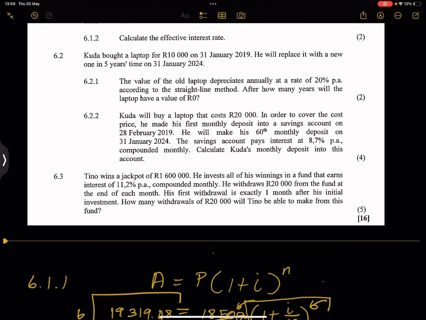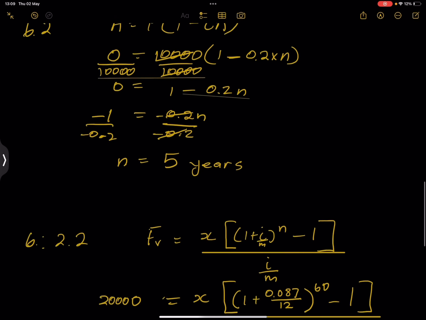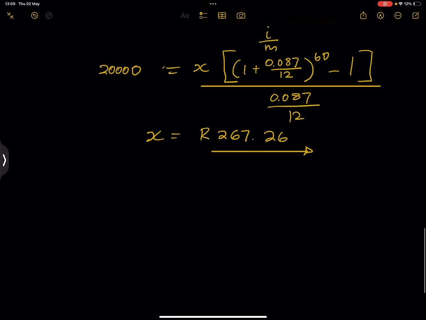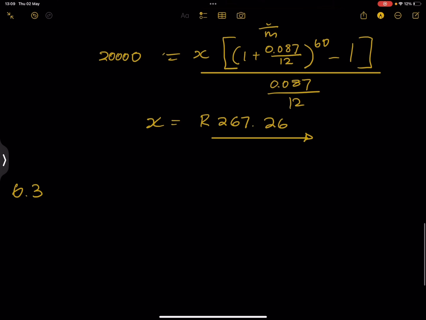All right, now, ladies and gents, whenever we are making a withdrawal, this tells us, if you look at Tino's situation, we've got a present value of 1.6 million.